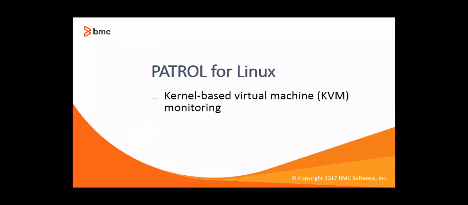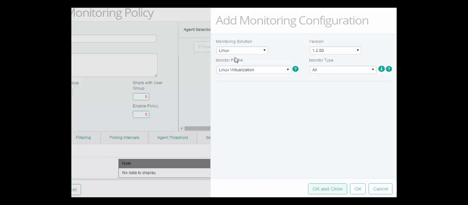Hi, welcome to this tutorial where we will see how to configure OS monitoring of KVM guests in Patrol for Linux game. To begin the configuration, select Linux as a monitoring solution, select the latest version, select Linux virtualization in the monitor profile field. In the monitor type field, you can either choose all or Linux virtualization monitor type.